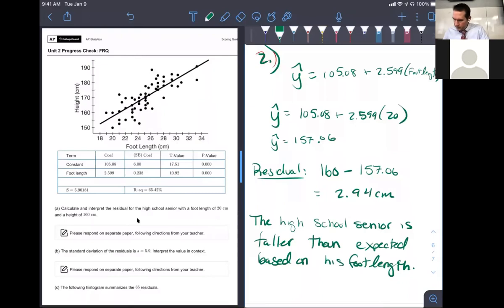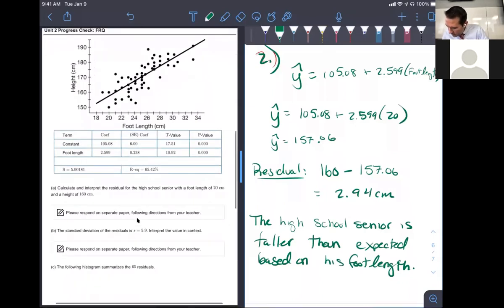Okay. Part B, the standard deviation of the residuals is 5.9. Interpret that in context. Okay. The standard error, our standard deviation of our residuals. What does that mean?